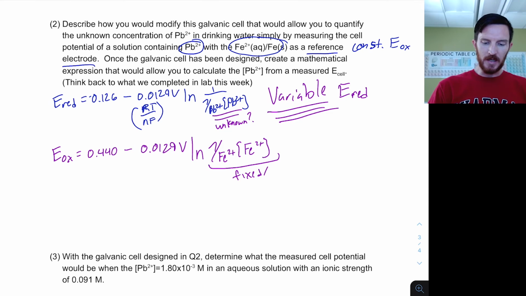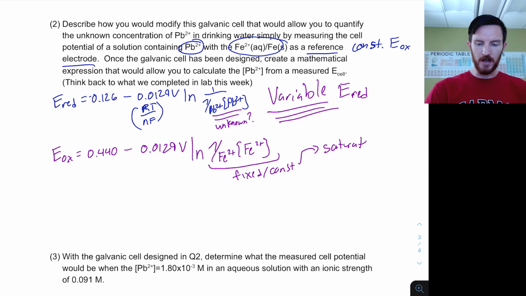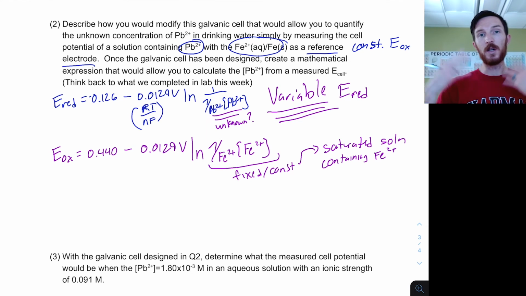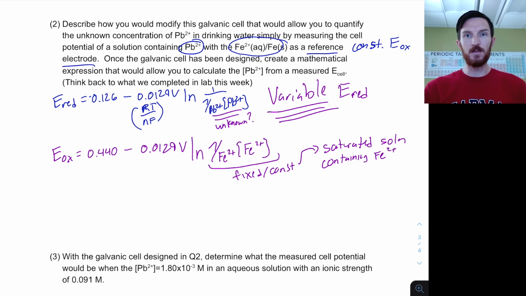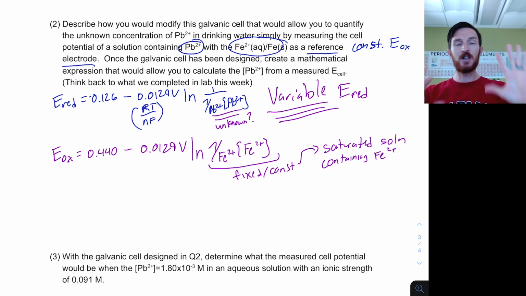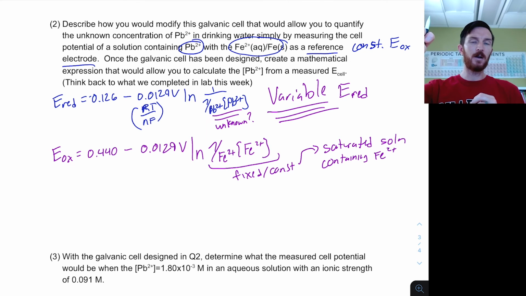And the way that we can get these to be fixed or constant, even if the reaction is occurring, is to think about what if we create a saturated solution containing Fe2+ as one of the ions of that solid that has been dissolved. Because then if we have that saturated solution and we produce more iron, it's going to precipitate out because we are now in this equilibrium place with our solid that contains those iron 2+ ions.